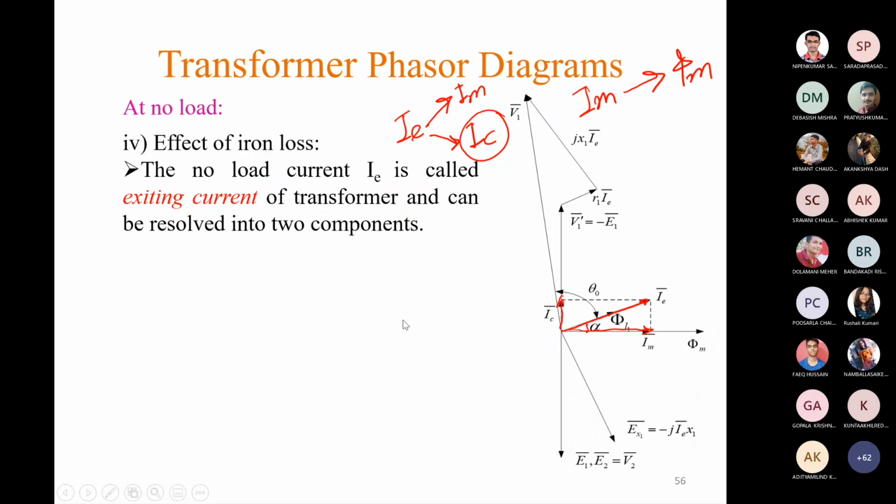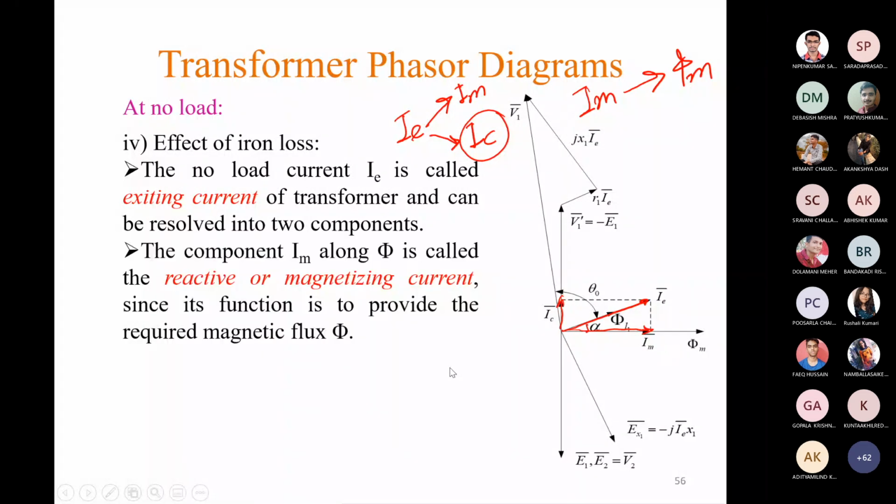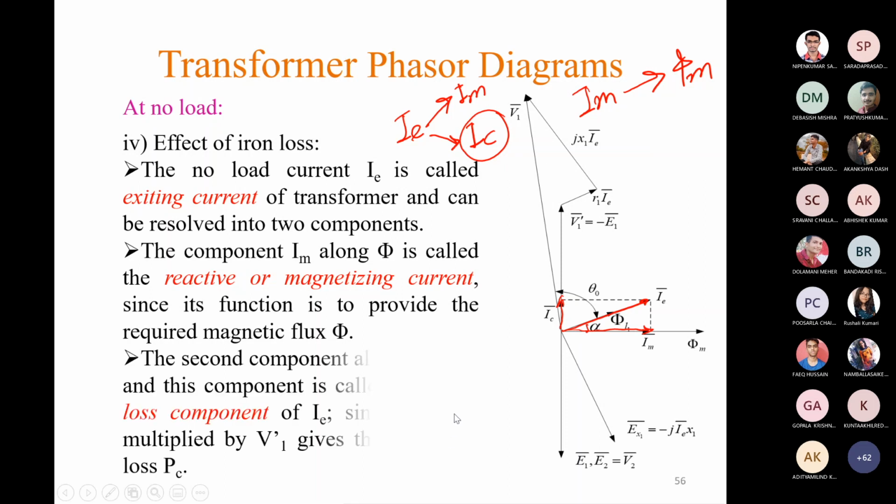So exciting current has two components. One is the magnetizing component, another is the core loss component. The magnetizing component is in phase with flux, and the core loss component is in quadrature with flux, which means it is in phase with V1 dash. Okay, so how to calculate this core loss?